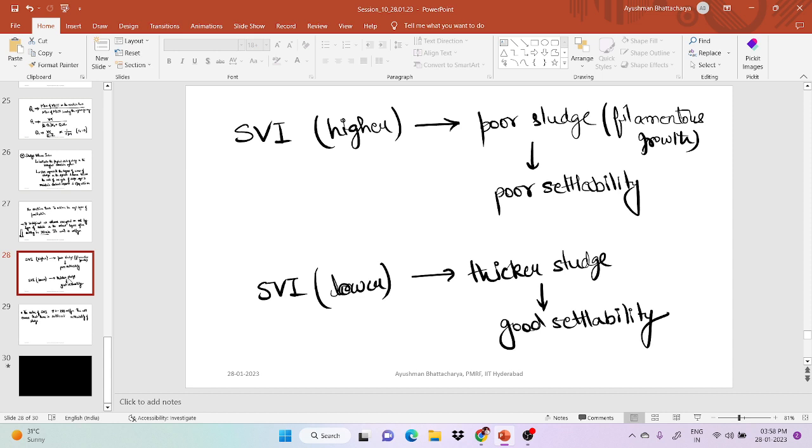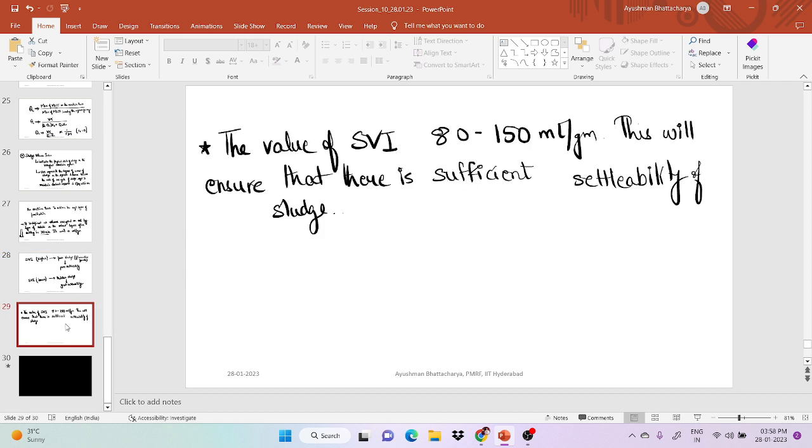A higher SVI means poor sludge. Poor sludge basically means filamentous growth, and that leads to poor settleability. A lower SVI means thicker sludge and good settleability. The optimum value of SVI is 80 to 150 milliliter per gram. This is because it ensures sufficient settleability of the sludge. So this was all about today's class, and thank you for attending this class.